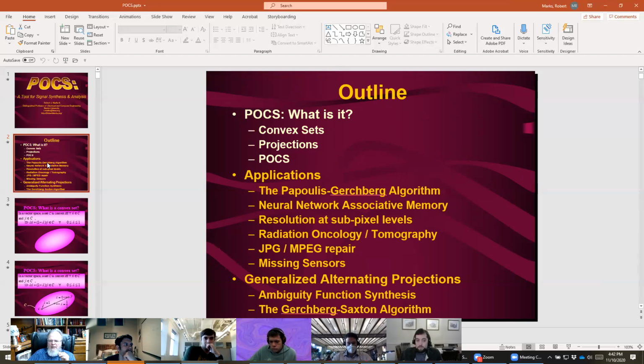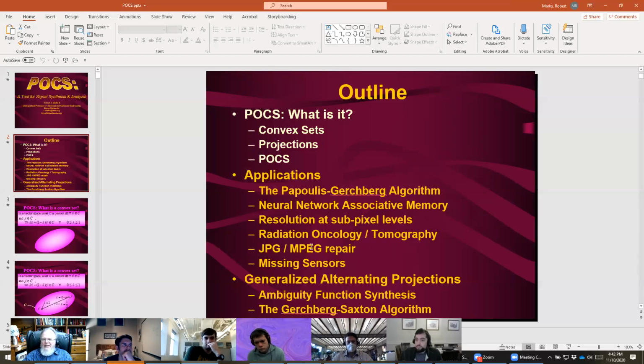The Papoulis-Gerchberg algorithm, neural network associative memory, resolution at sub-pixel levels. This one is interesting. Imagine you have the world's worst camera, okay? This world's worst camera takes terrible images. I'll explain them in a minute.